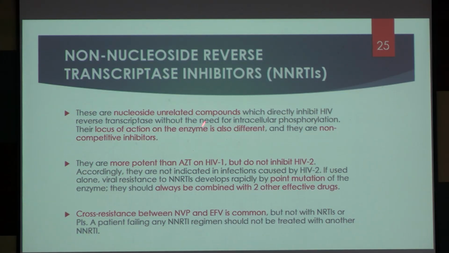Again, resistance develops by point mutation. They should always be combined, as said earlier, with two other important anti-HIV drugs, because we prefer a triple drug regimen so that resistance is slow to develop. Now there are two drugs included here, Nevirapine and Efavirenz. Cross resistance between Nevirapine and Efavirenz is seen, so they should not be used together.